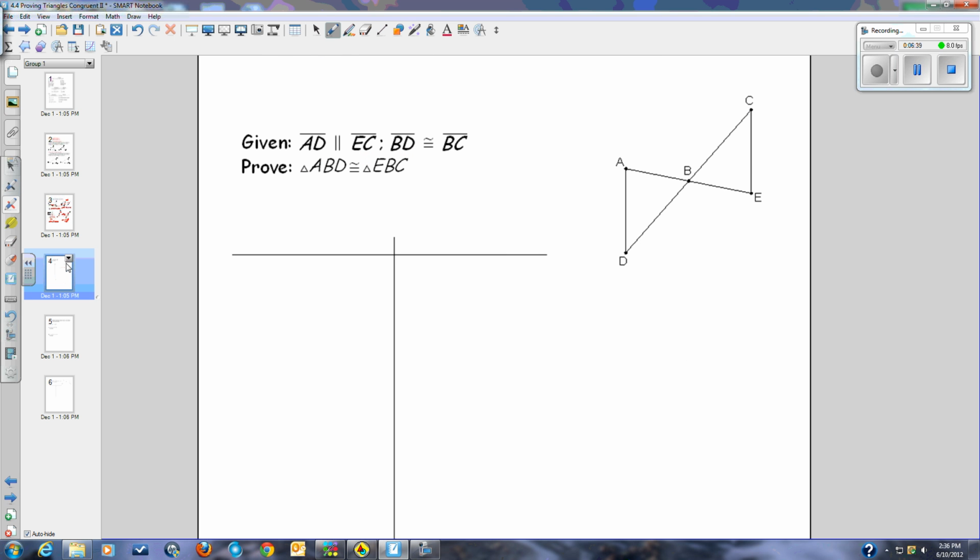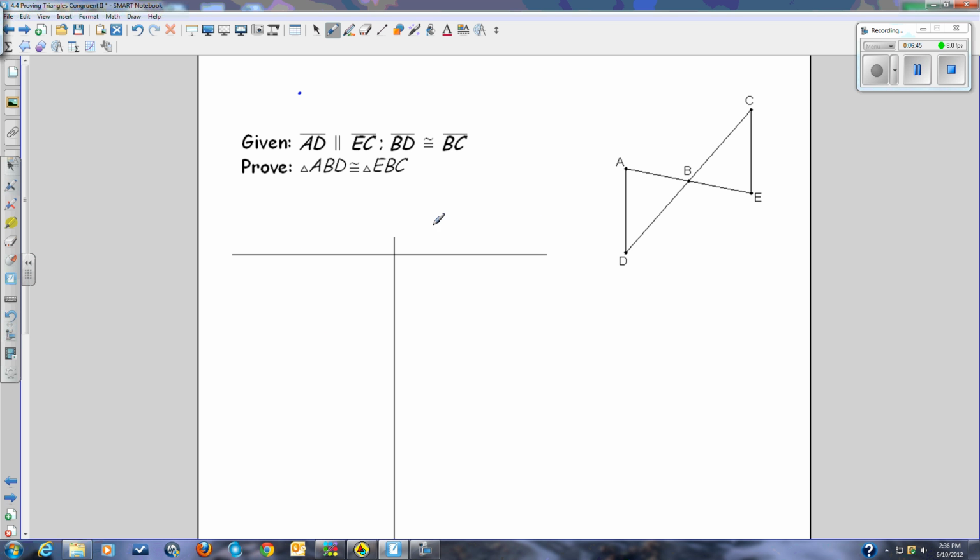We're going to use some of the postulates we've learned to write some two-column proofs. You are given in this diagram that AD is parallel to EC. We're also given that BD is congruent to BC.